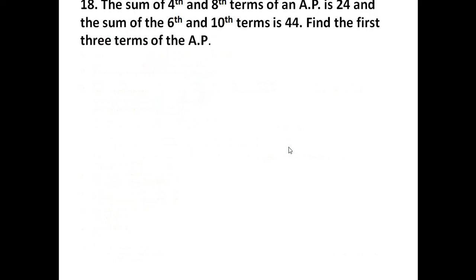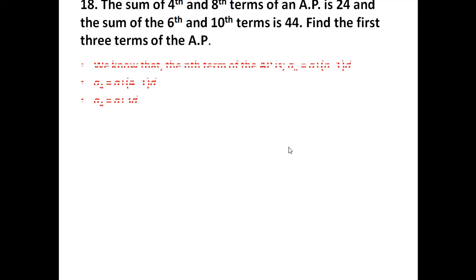18th question: the sum of the 4th and 8th term of an AP is 24 and the sum of the 6th and 10th term is 44. Find the first 3 terms of the AP. This also is algebra only, you have to solve. So we know that the sum of the 4th and 8th term is 24. So put it like a formula.